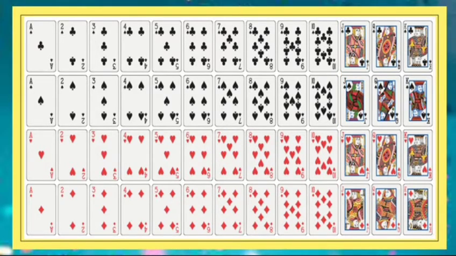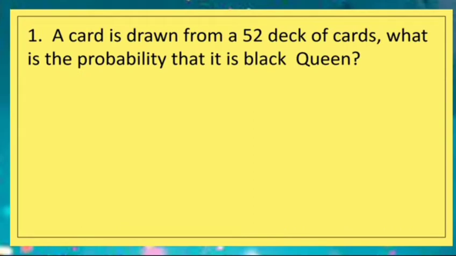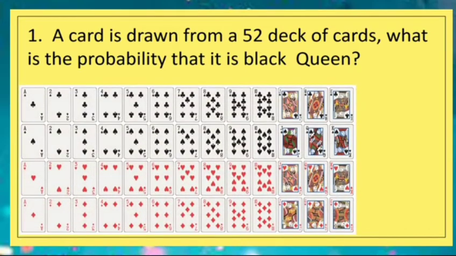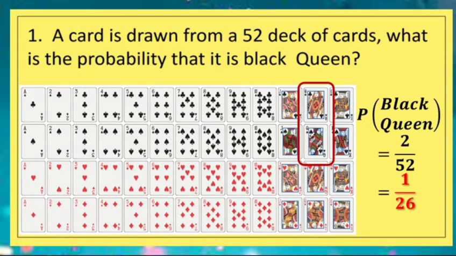Let's see how to apply this to a question. The first question simply says, a card is drawn from a deck of 52 cards. What is the probability that it is a Black Queen? Now, here is our card distribution. A Black Queen can either be the Queen of Spade or the Queen of Club. Just two of them. So, the probability of getting a Black Queen has to be 2 over 52, which is 1 over 26.